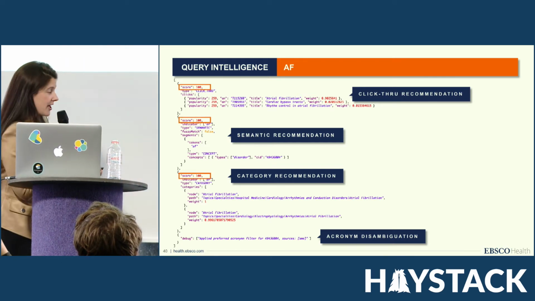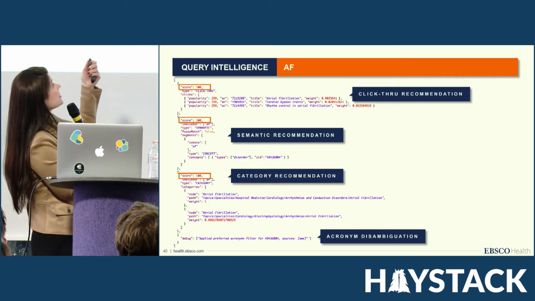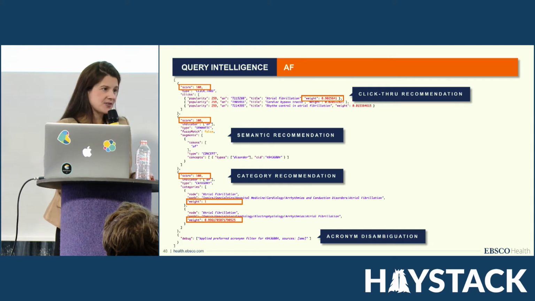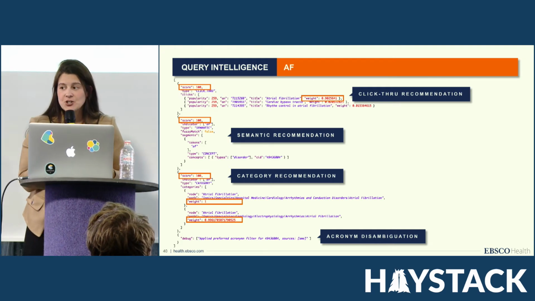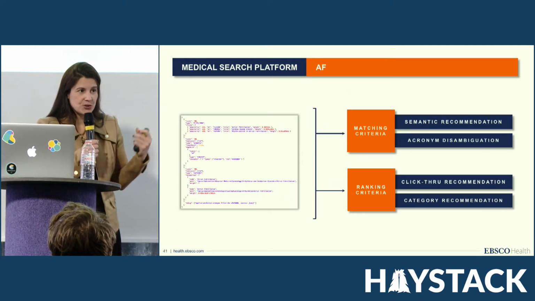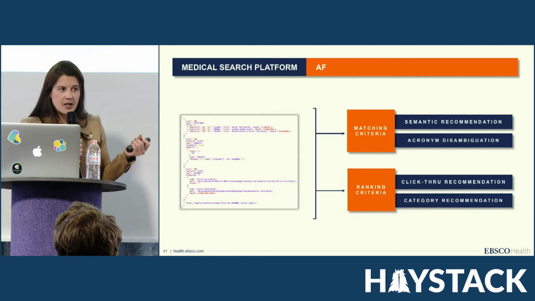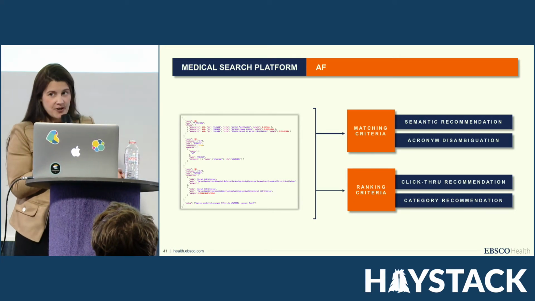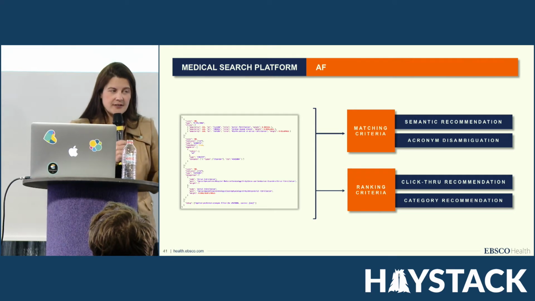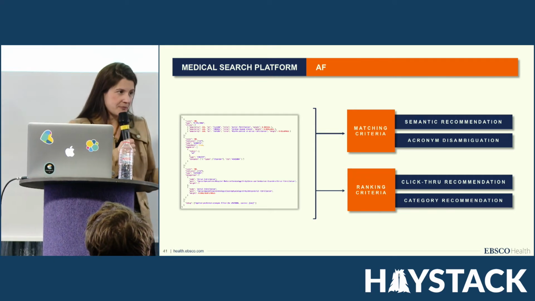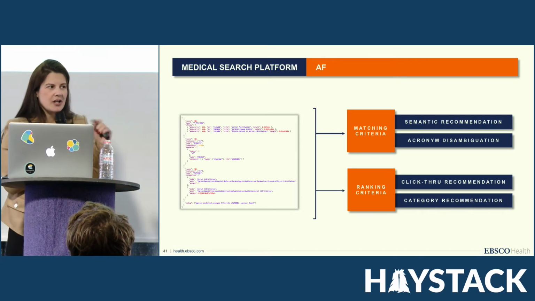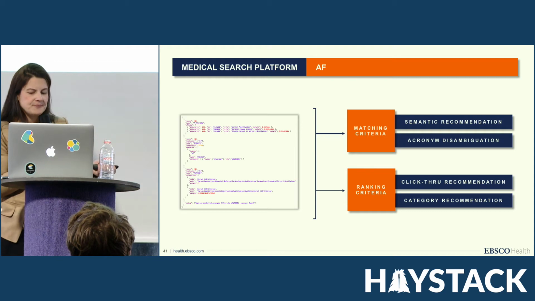Now, you'll notice for each of these recommendations that there's a confidence score associated with them. And under each recommendation, you may also see weights that, again, indicate a degree of confidence. So the medical search platform is going to consume this JSON, and it's going to decide which components to use for its matching criteria and which for its ranking criteria. For the matching criteria, it's primarily going to be the semantic recommendation, and then the click-through recommendation and category recommendation are going to be the tie-breaking ranking criteria.